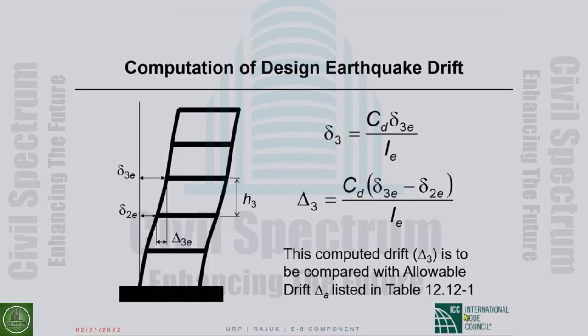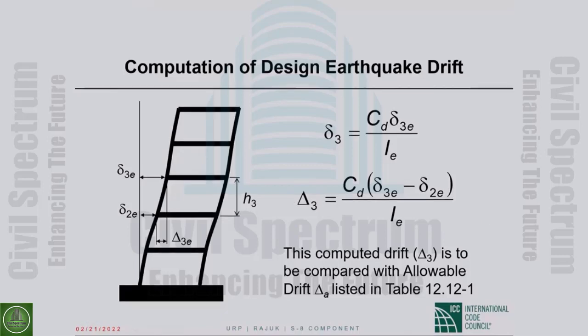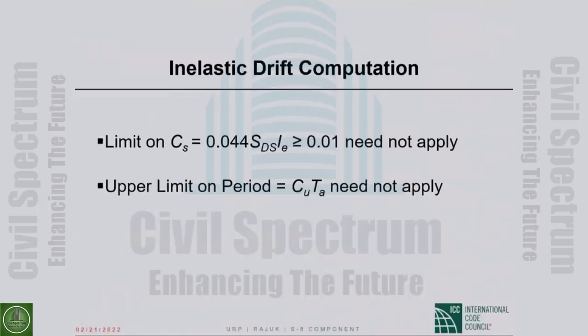So I spent time on this on a previous occasion, so I think that should be sufficient. The interstory drift delta must be within tolerable limits. Now, something important that I did not mention in the past is, or maybe two things.